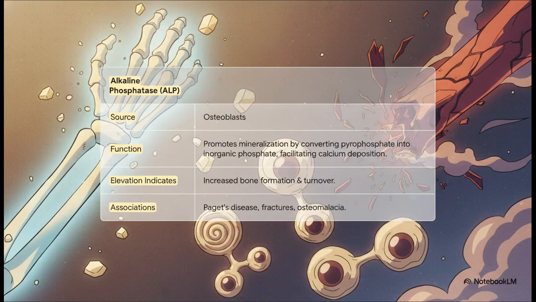Okay, so here's the key thing to get about ALP. Its actual function, its day job, is what makes it so useful clinically. It's not just hanging around while bone is being formed. It's an active player. It takes pyrophosphate, which is a major inhibitor of mineralization, and converts it into useful inorganic phosphate. In other words, it clears the runway for calcium to be deposited. So when we see elevated levels of ALP, it's a direct signal of high osteoblast activity and increased turnover, which is exactly what you'd see in conditions like Paget's disease or when a fracture is healing.